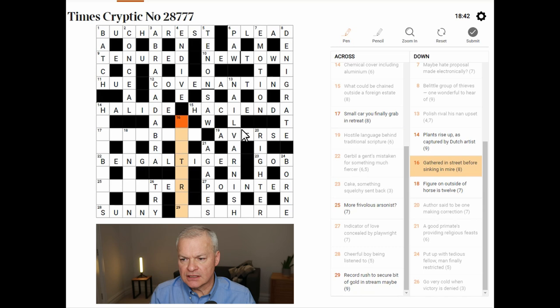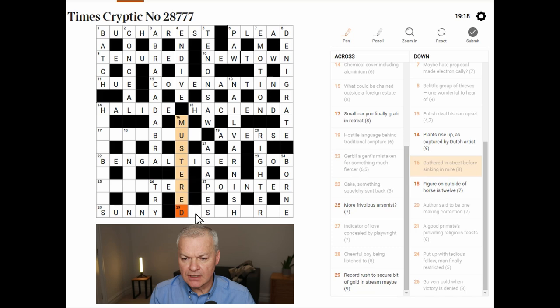Already looked at that. Gathered in street before sinking in mire. Yeah, this is mustard. Phew. I was running out of clues and ideas. So mustard means gathered. Street is ST, the abbreviation. Before is ERE, the poetic word for before. Sinking in, or included in mire, in mud.